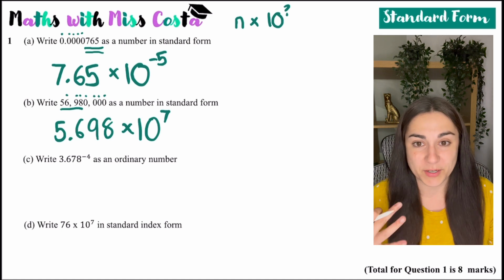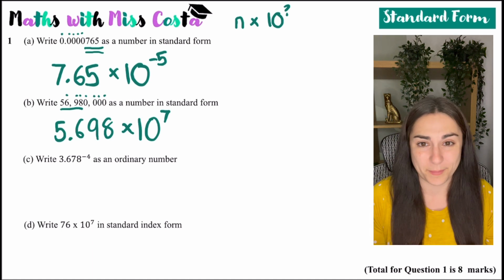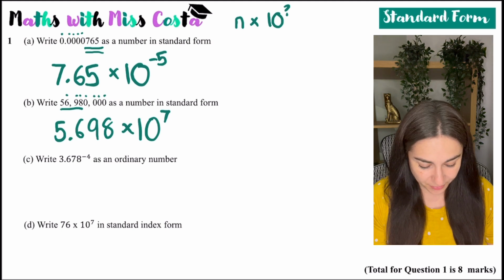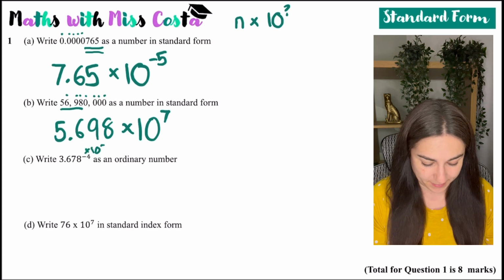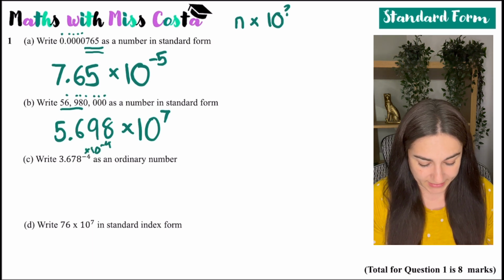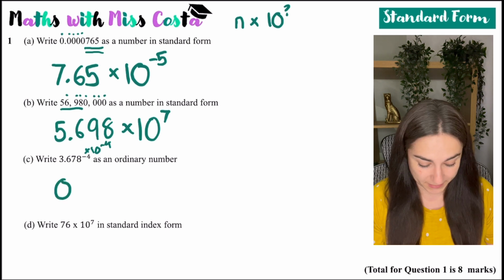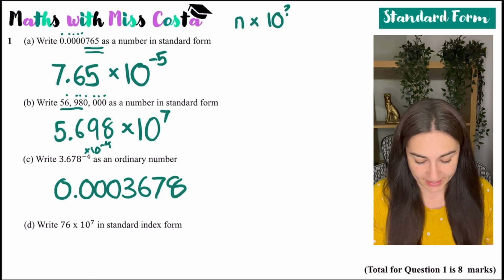Now I've got a number that's been written in standard form and I need to write it as an ordinary number. All that means is as a number by itself. So 3.678, oh, that should say times 10 to the power of negative 4. The negative 4 means I'm going to have 4 zeros before my number starts. So 0.000, and then I write my number, 3678.